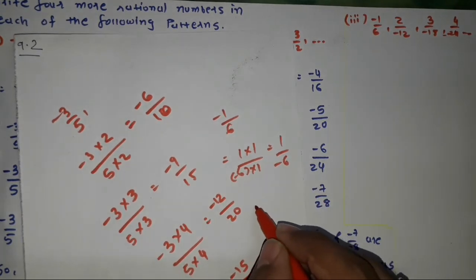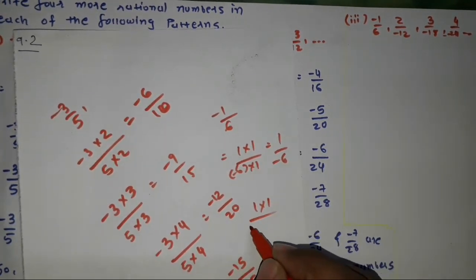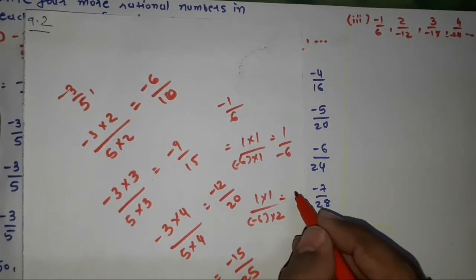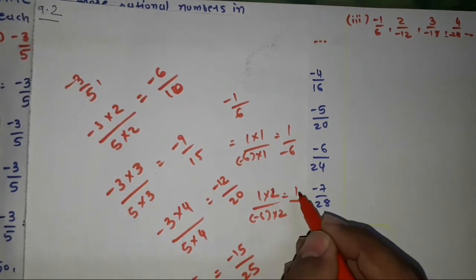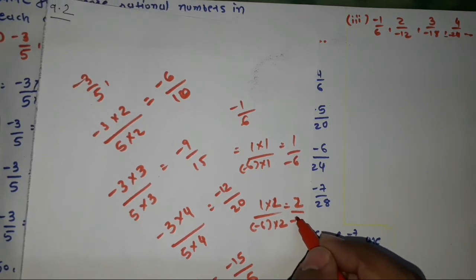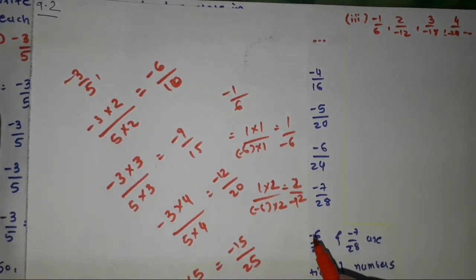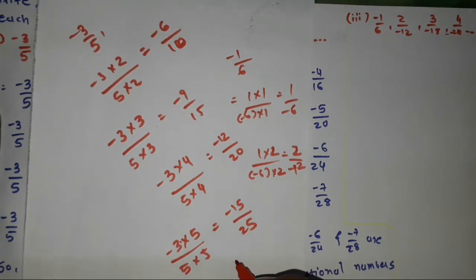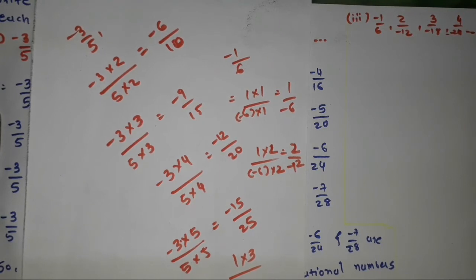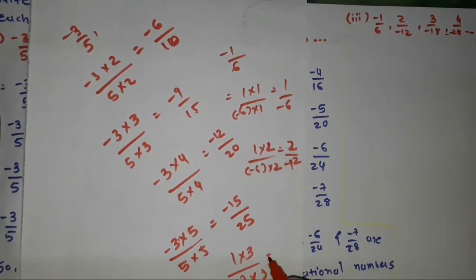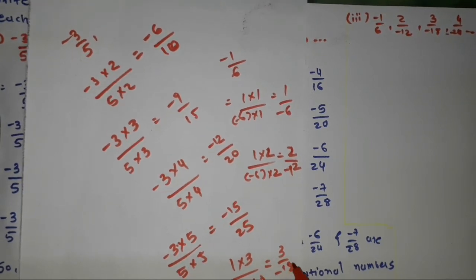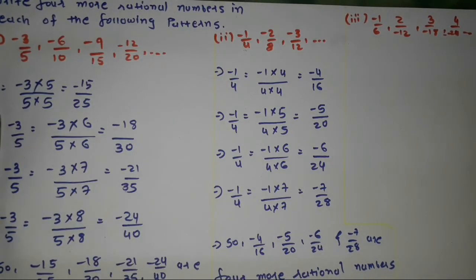So the next number will be what? 1 multiplied by 2 and minus 6 into 2. So you will get 2 upon minus 12. So the lower term will be negative. Similarly, the pattern which has been continued, the next number will be 3. So 1 3s are 3 and in the denominator minus 6 multiplied by 3, which is minus 18. So we have to continue this pattern.